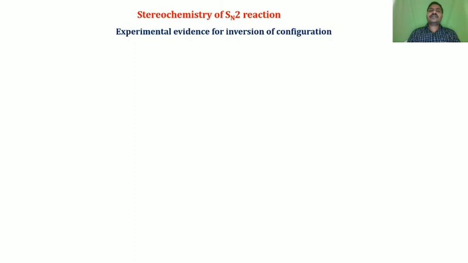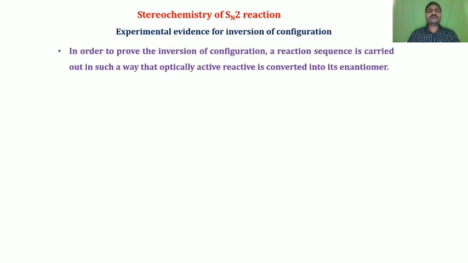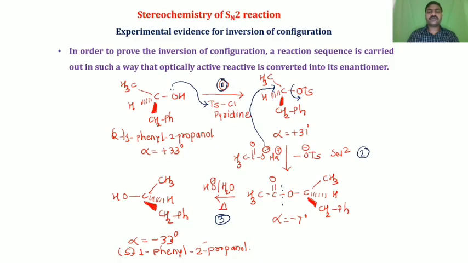Now there is some experimental evidence for the inversion of configuration. In order to prove the inversion of configuration, a reaction sequence is carried out in such a way that an optically active reactant is converted into its enantiomer. Here you can see the reaction sequence. R-1-phenyl-2-propanol, having a rotation of plus 33 degrees, on reaction with tosyl chloride in the presence of pyridine gives this tosylate derivative whose optical rotation is still plus 31 degrees.